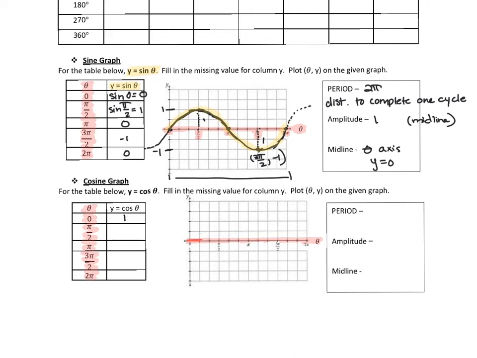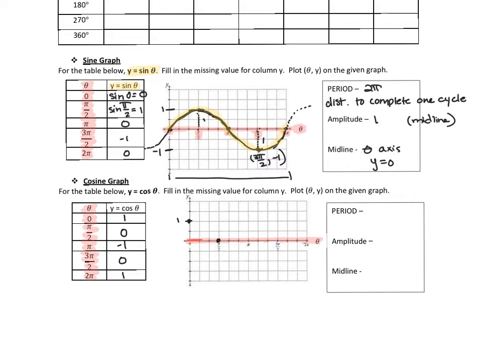The cosine of pi over 2, the x coordinate, is 0. The cosine of pi, the x coordinate's negative 1. The cosine of 3 pi over 2, the x coordinate, is 0. And the cosine of 2 pi, my x coordinate, is 1. So I'm going to plot these 5 coordinates. So 0, 1: 0 in the theta direction, up 1. Now pi over 2, 0. So pi over 2 in the theta direction, and no up or down.